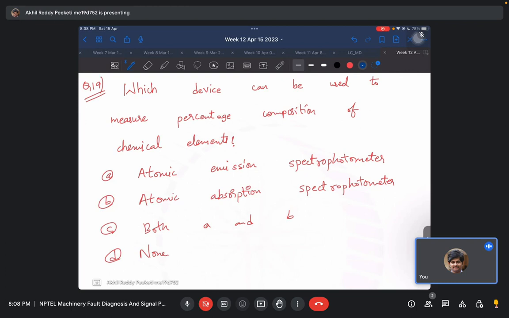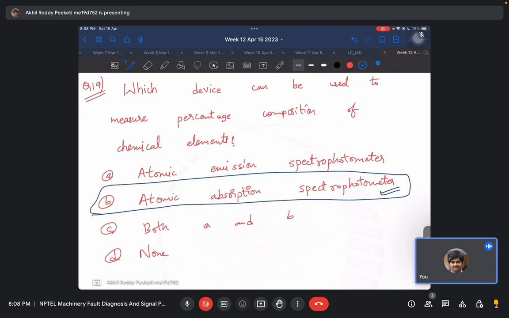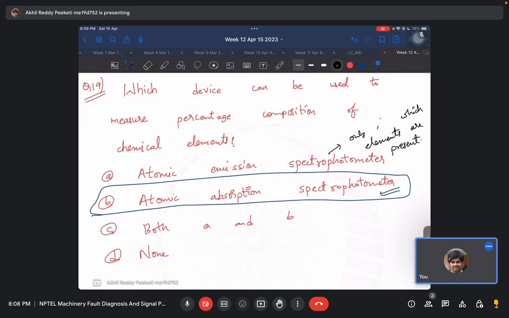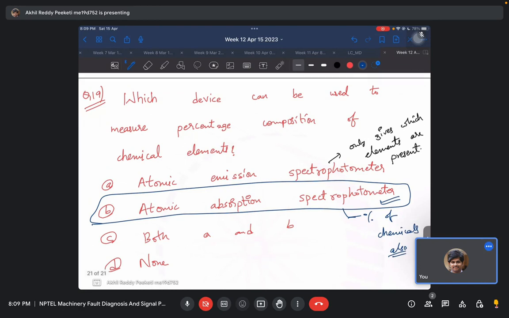So atomic absorption spectrophotometer can actually give us the percentage composition. Atomic emission only gives which elements are present, whereas atomic absorption can give the percentage of chemicals also. So we need to use atomic absorption spectrophotometer.